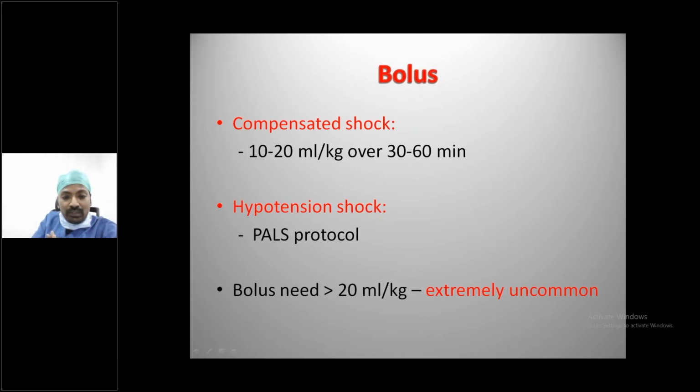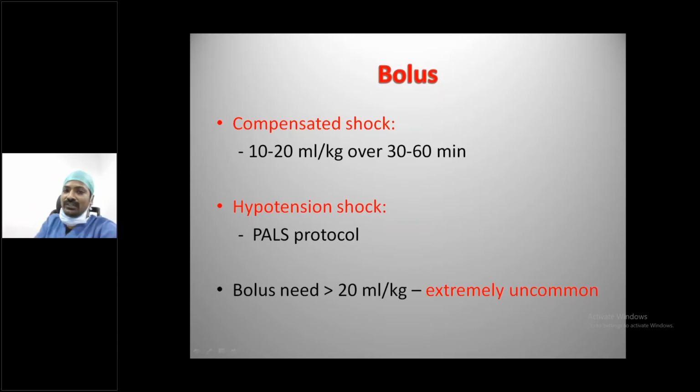A bolus need of more than 20 ml per kilo is extremely uncommon. So if you have to give a bolus of more than 20 ml per kilo, think twice and thrice before giving a second bolus of 20 ml per kilo. Up to 10 to 20 ml per kilo bolus is okay, but if you are going beyond 20 ml per kilo, think twice before giving.